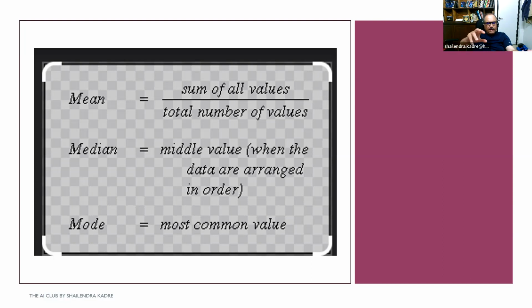We also know that mode can be more than one. Mean can be only one, median will be only one, but mode can be multiple. If different values are repeated the same number of times, that means mode can be multiple. We have seen the example.